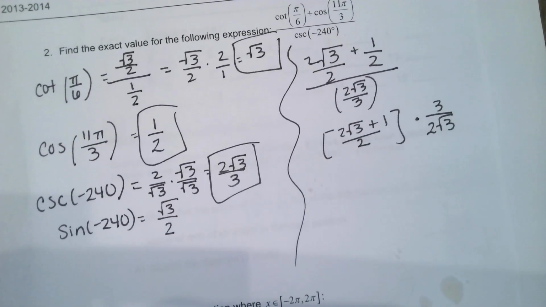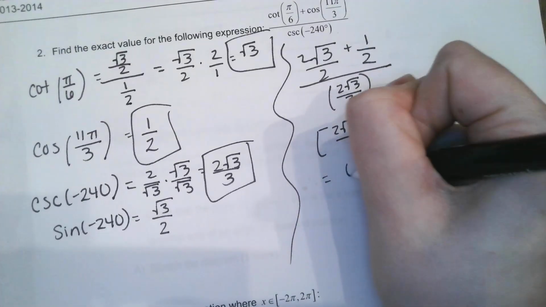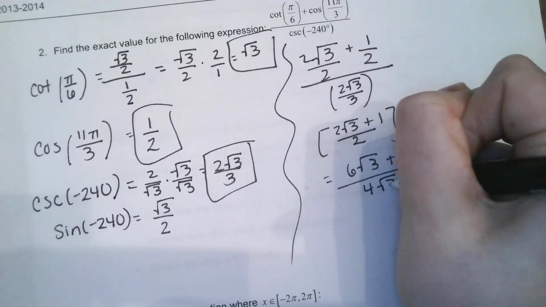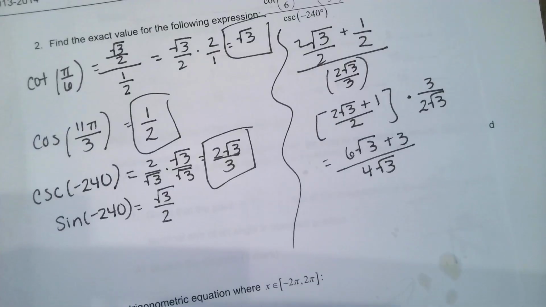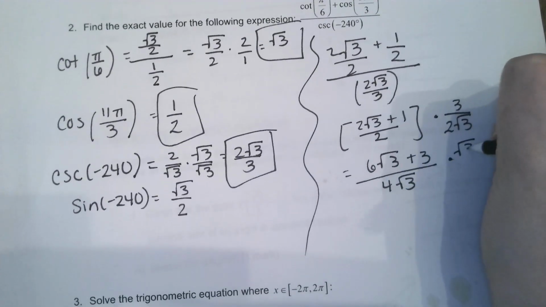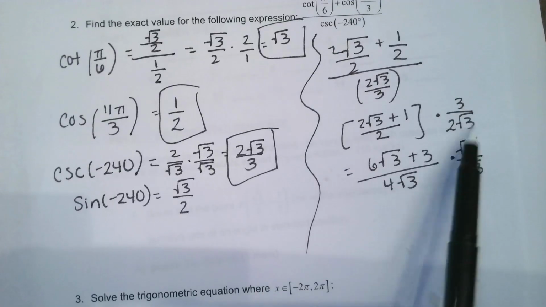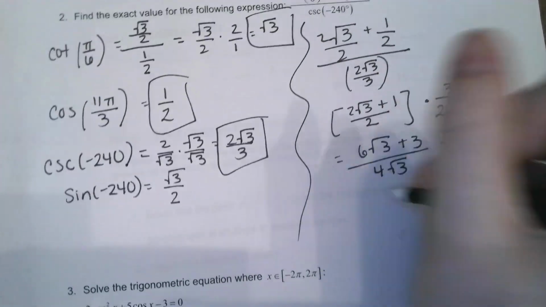So I have this guy. FOIL your 3 into both parts of the top. So I have 6 root 3 plus 3 over 4 root 3. Nice. Only other thing, I hate radicals in the bottom, which means I need to rationalize again. So maybe if we didn't rationalize over here, it would have saved us over here a bit. But that's fine. No biggie.